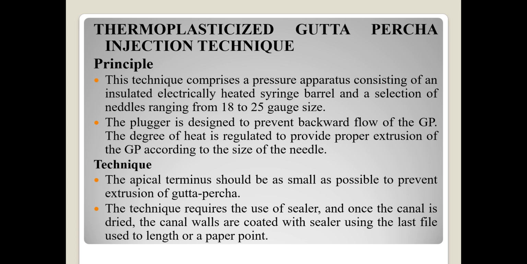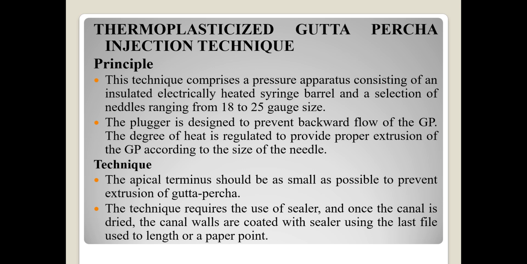Thermoplasticized GP injection technique. Principle. This technique comprises a pressure apparatus consisting of an insulated, electrically heated syringe barrel and a selection of needles ranging from 18 to 25 gauge size. The plugger is designed to prevent backward flow of the GP. The degree of heat is regulated to provide proper extrusion of the GP according to the size of the needle. The apical terminus should be as small as possible to prevent extrusion of GP.